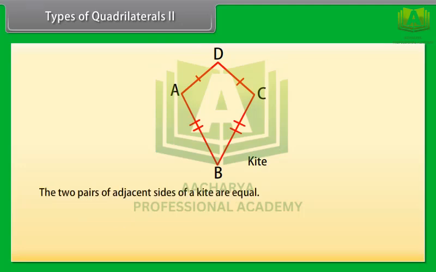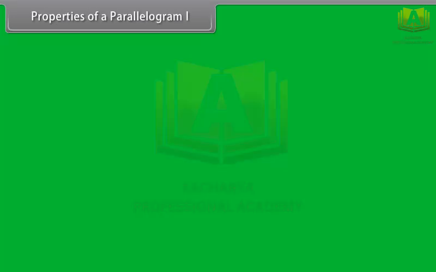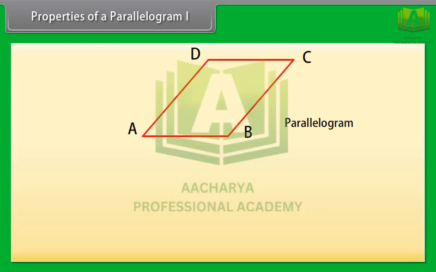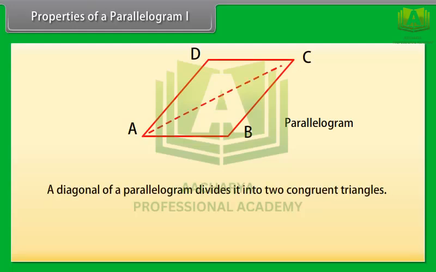The two pairs of adjacent sides of a kite are equal. Here AD is equal to DC and AB is equal to BC. So ABCD is a kite. Properties of a parallelogram. 1. The property of a parallelogram says that a diagonal of a parallelogram divides it into two congruent triangles.